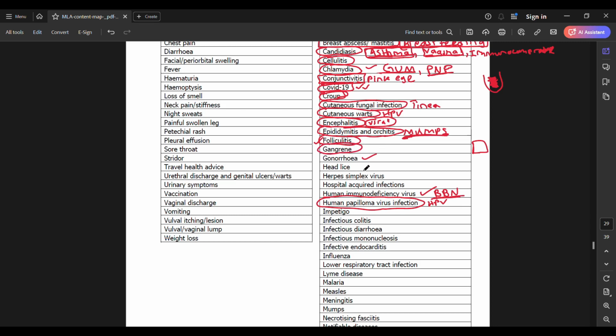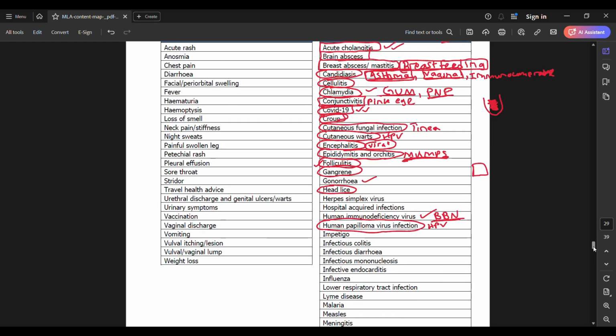Next, you have gangrene. Know what gangrene looks like. Look at pictures of gangrene. Know how to examine gangrene. Usually shows up in diabetic patients with gangrene in their extremities. So know what you're going to do, and also know how to counsel a patient for amputation. Okay.